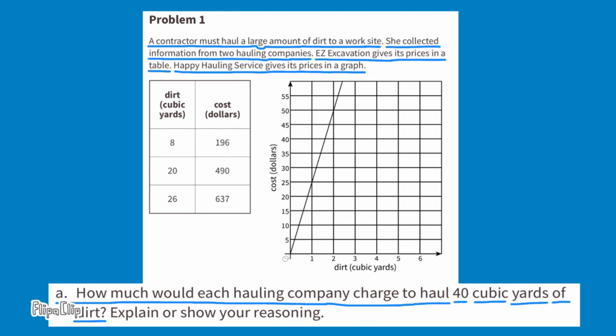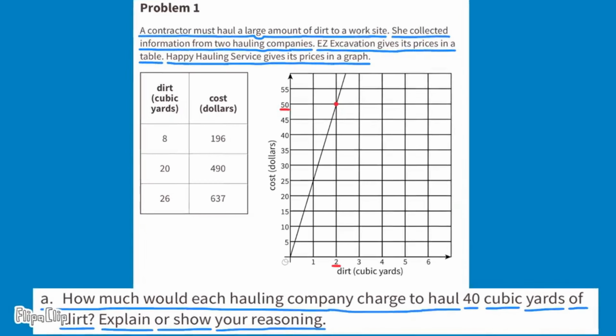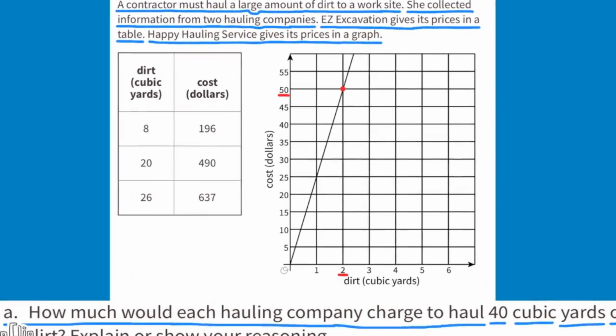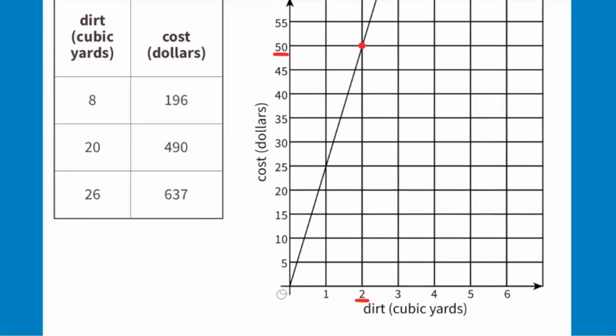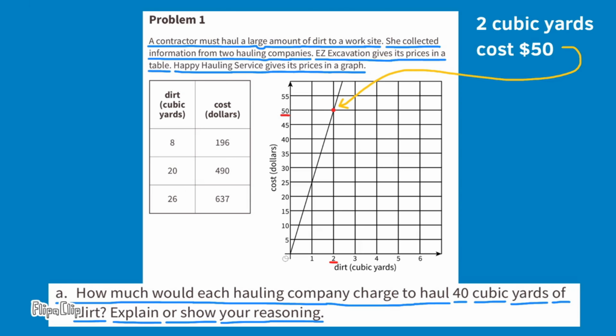A. How much would each hauling company charge to haul 40 cubic yards of dirt? Explain or show your reasoning. Let's start by looking at Happy Hauling's graph. I noticed that the line on the graph passes through the crosshairs at x value 2 and y value 50. I'll put a point at x value 2 and y value 50. This tells me that 2 cubic yards of soil costs $50. That's a ratio of 2 to 50.